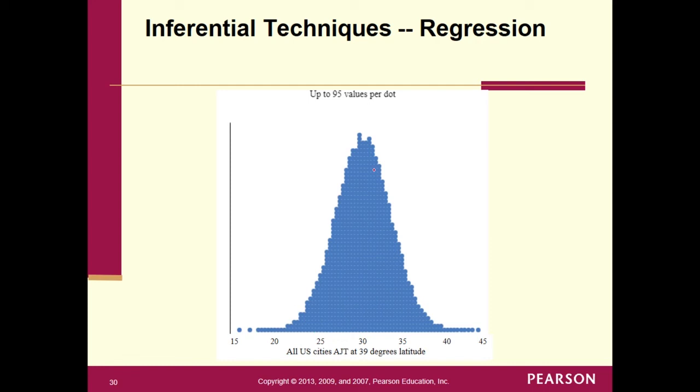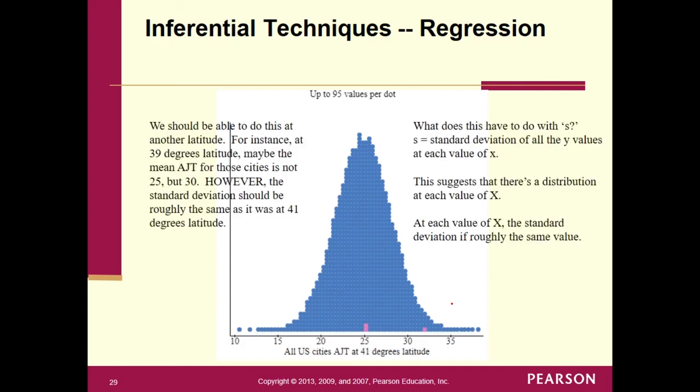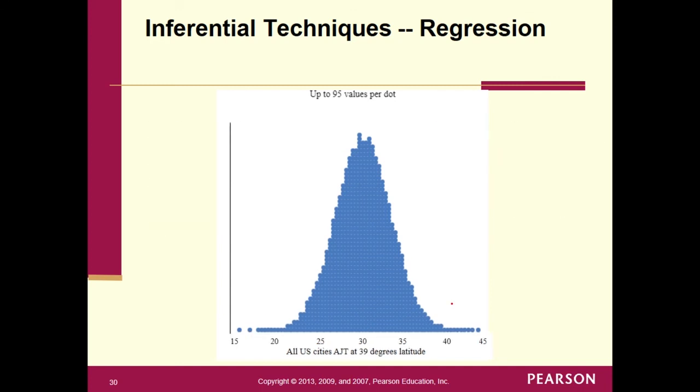However, what's still roughly the same as before? The standard deviation of all these values. So this graph right here should be roughly the same. Now, I made it exactly the same, but they should be roughly the same. That's standard deviation, and that's what S is estimating. It's the standard deviation at 39 degrees latitude. It's the standard deviation of the y's at 41 degrees latitude. It's the standard deviation of the y's at maybe 25 degrees latitude.